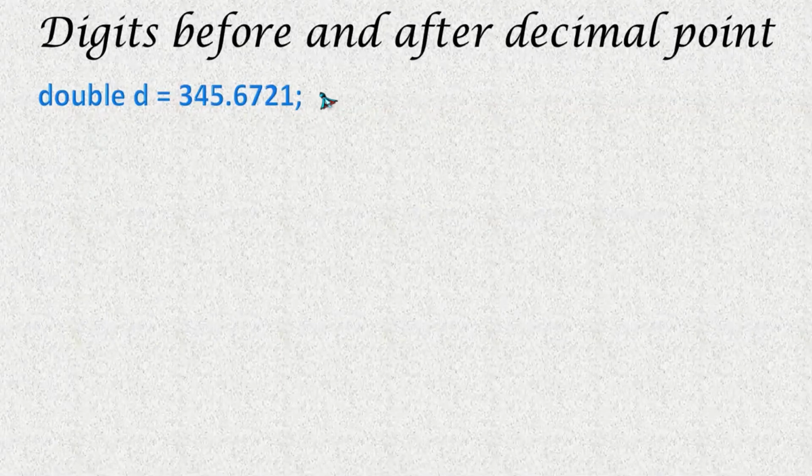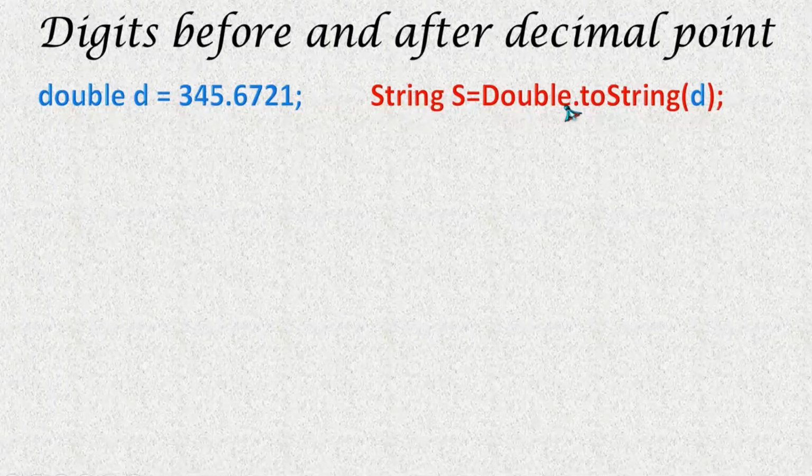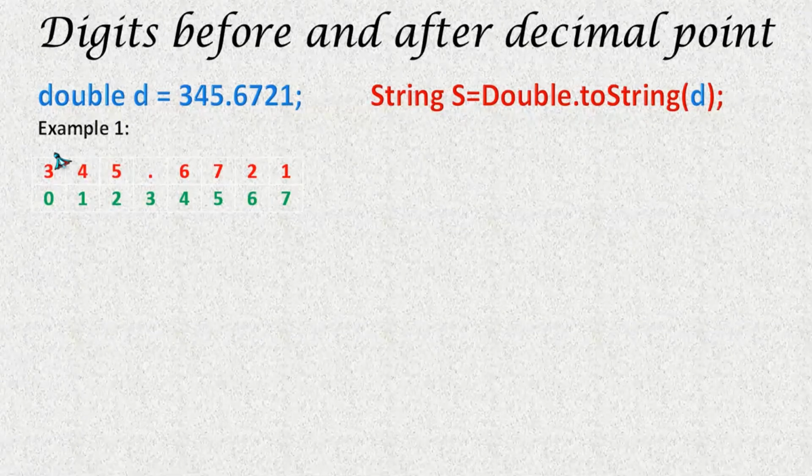We already learnt about wrapper class. Using wrapper class, we will convert this double type into string type. So if we write this string function, this double type number will get converted into string type. Now we can easily find how many characters are there before this decimal point using the index value, and also we can find the number of characters after this decimal point. This number I will take as an example number 1. So here we have the index for this string now.